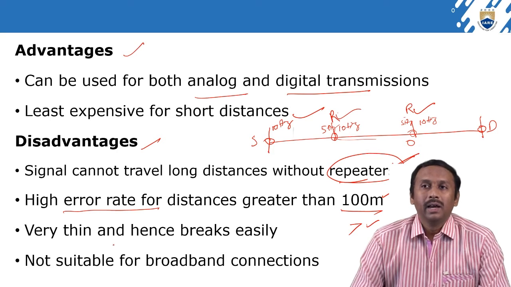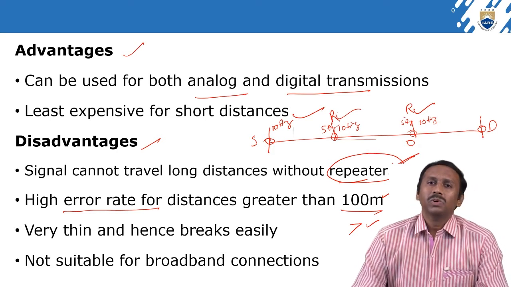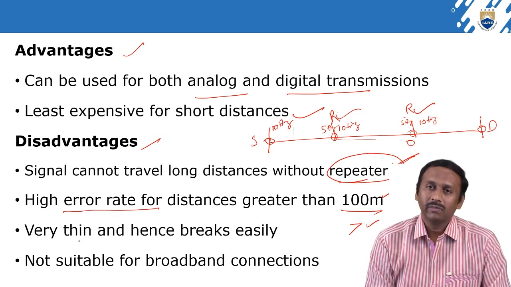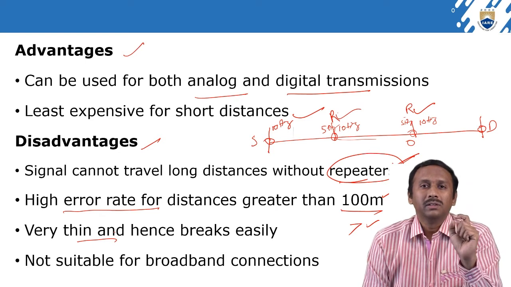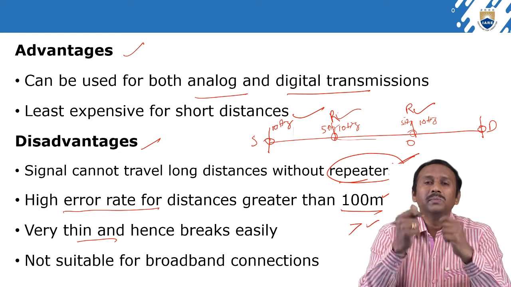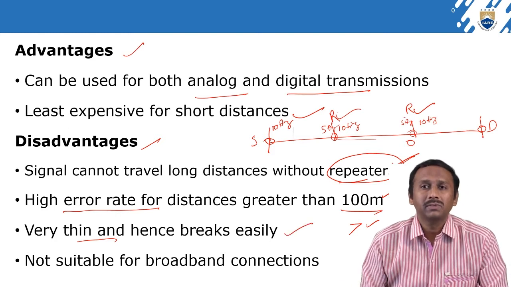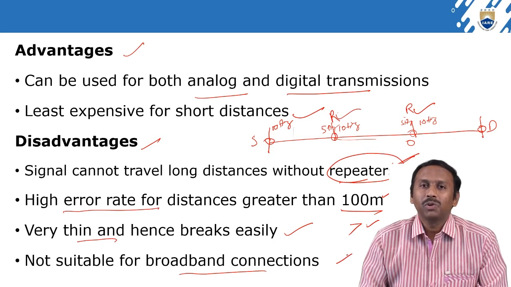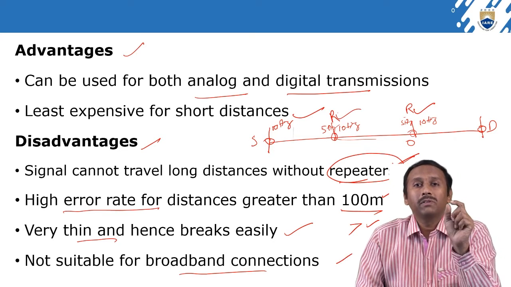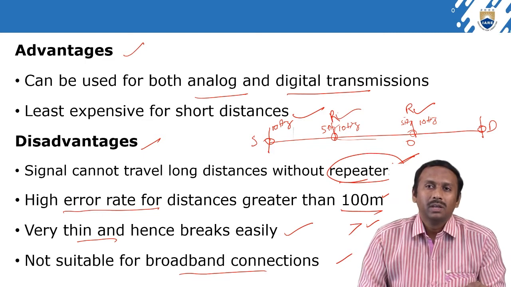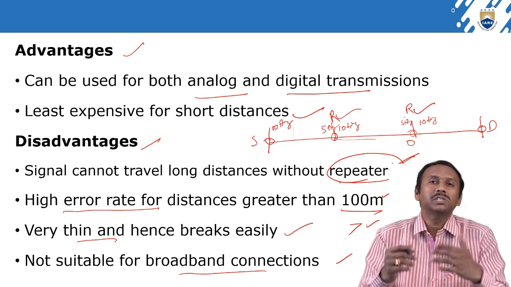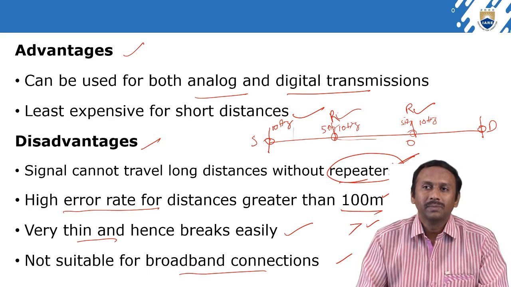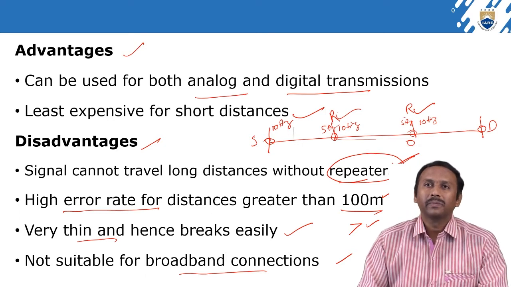Very thin and hence breaks easily, isn't it? So we know that in the twisted pair, I hope everybody is aware of these kinds of cables, the copper wires are very thin. That means very small in size, so easily breakable, isn't it? So that is one disadvantage, and it is not suitable for broadband connection. In broadband connection the copper wire must be very thick. If it is very thin, the data transmission speed is a little poor, and it doesn't have strength, right? That is the major disadvantage here.